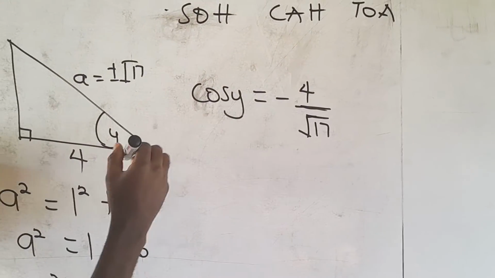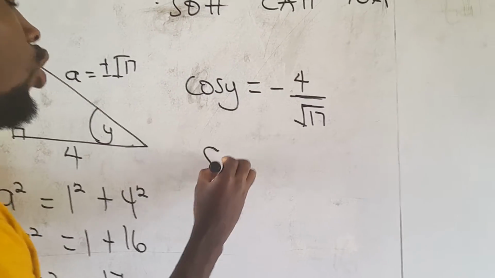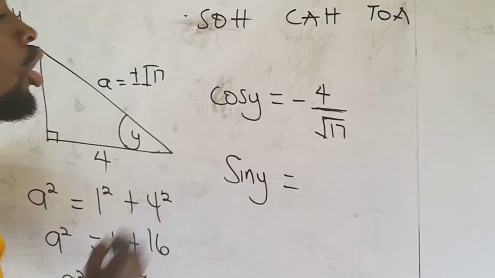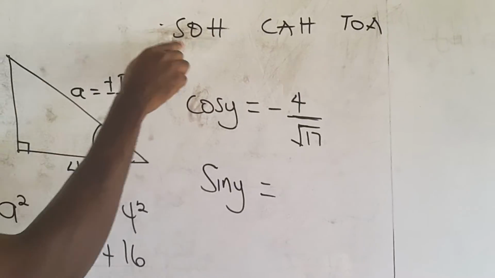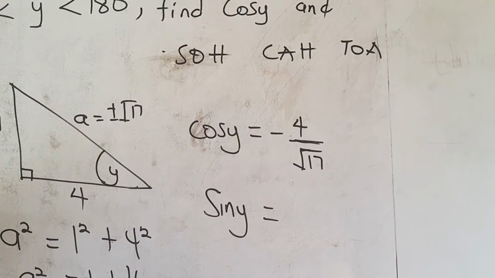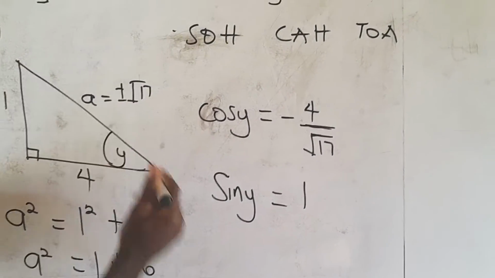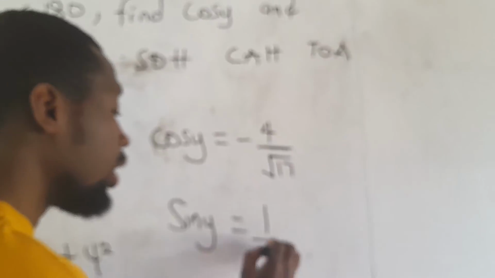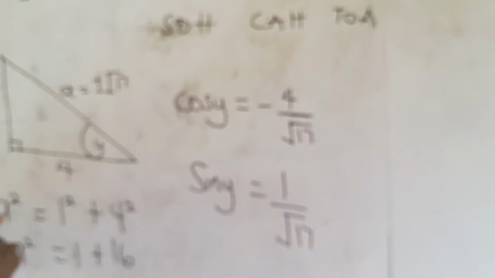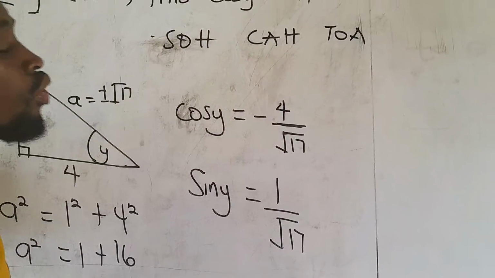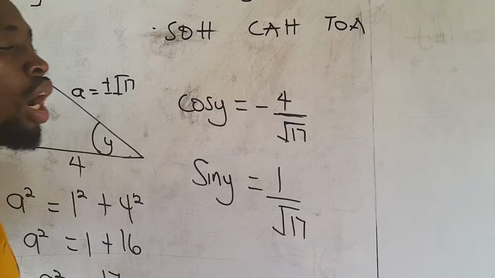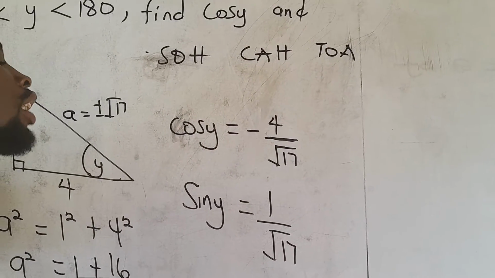Now we can find sin y. Remember, sine will be positive in that quadrant. So sin y, which is opposite over hypotenuse, our opposite is 1 and our hypotenuse is positive root 17. So we can say cos y is negative 4 over root 17, and sin y is 1 over root 17. I hope you get that.